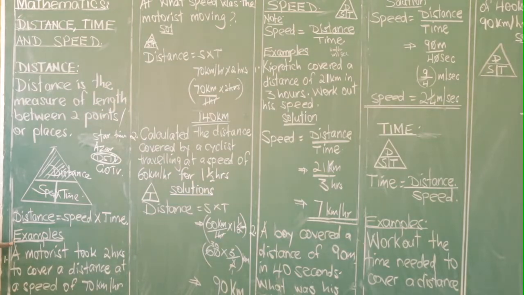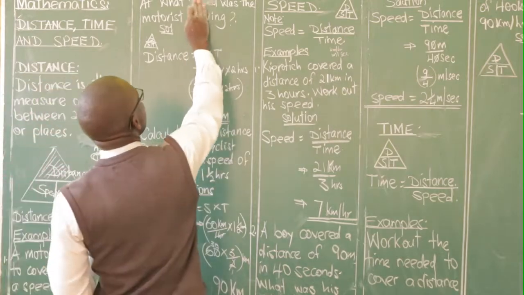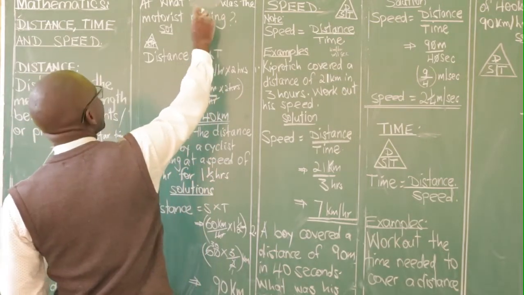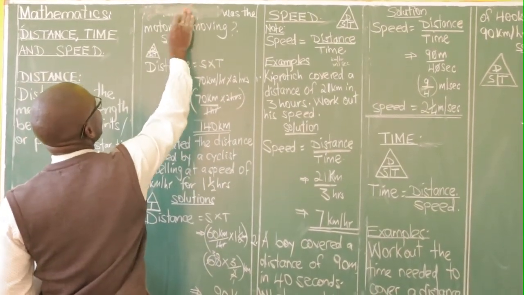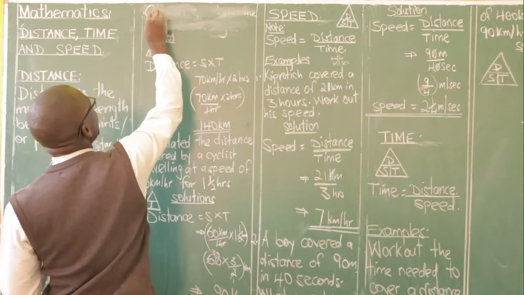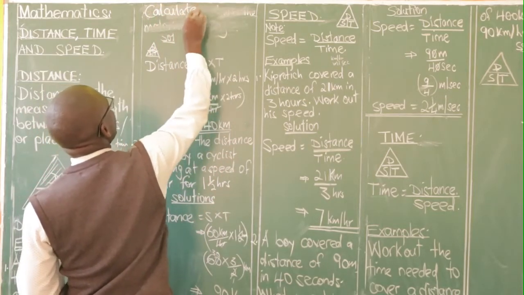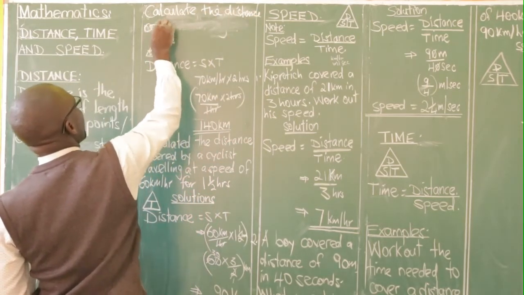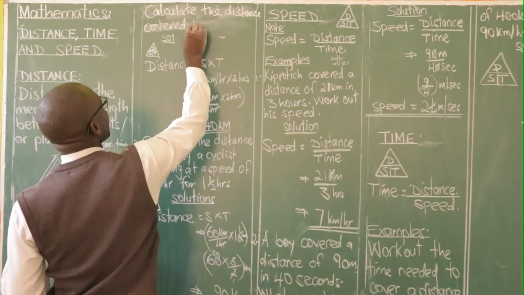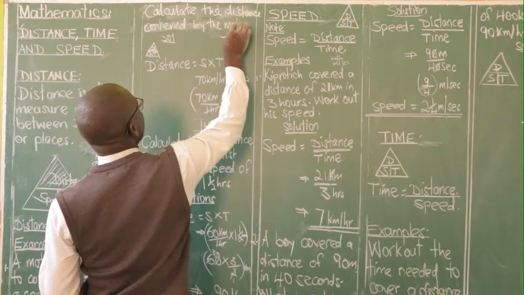That's where we are going to end. And we have an example here. A motorist took 2 hours to cover a distance at a speed of 70 kilometers per hour. Here we are going to calculate the distance covered by the motorist.